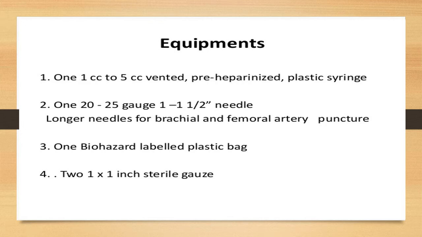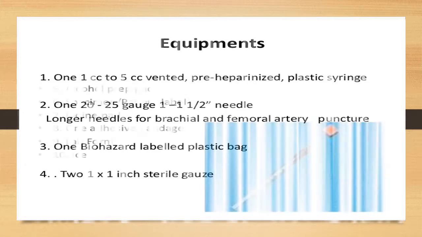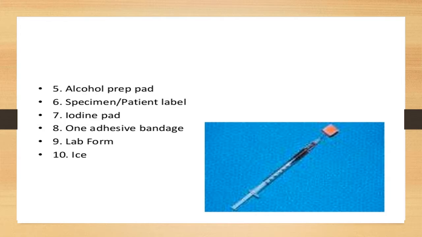Equipment: 1 cc to 5 cc vented pre-heparinized plastic syringe, 20 to 25 gauge 1 to 1.5 inch needle, longer needles for brachial and femoral artery puncture, 1 biohazard labeled plastic bag, 2 1 into 1 inch sterile gauze, and alcohol prep pad, specimen patient label, iodine pad, and adhesive bandage, lab form, and few ice cubes.